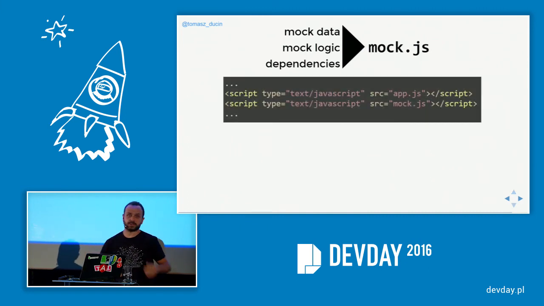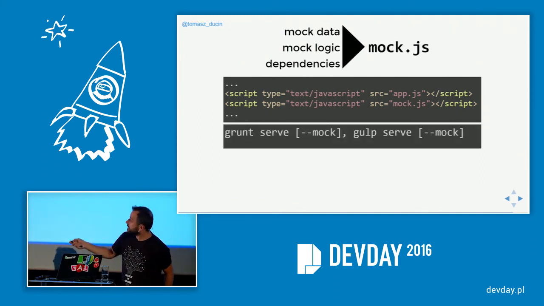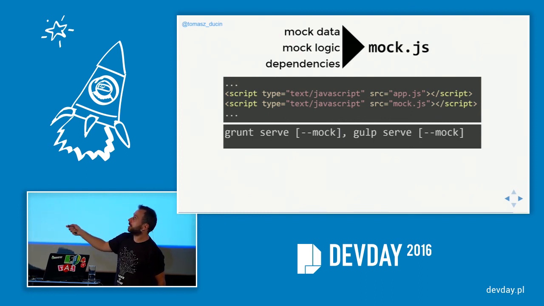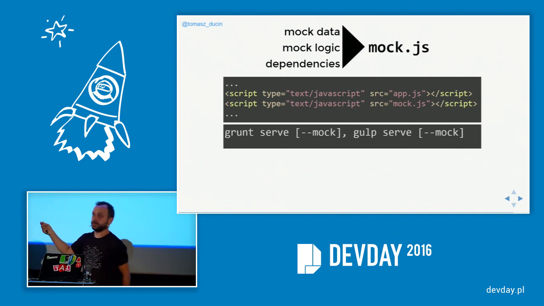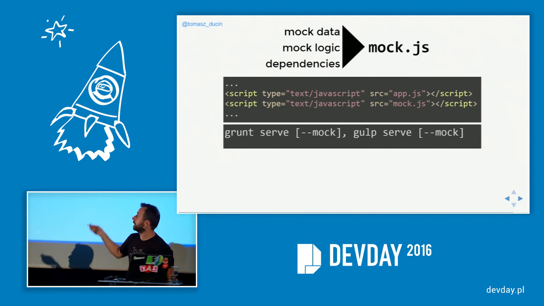We automate it using Grunt, Gulp, Webpack, whatever kind of automation tool we use for our frontend. So basically, we enable the developers to add such an option in the command line interface, whether we want to work on mocks or on a real backend.